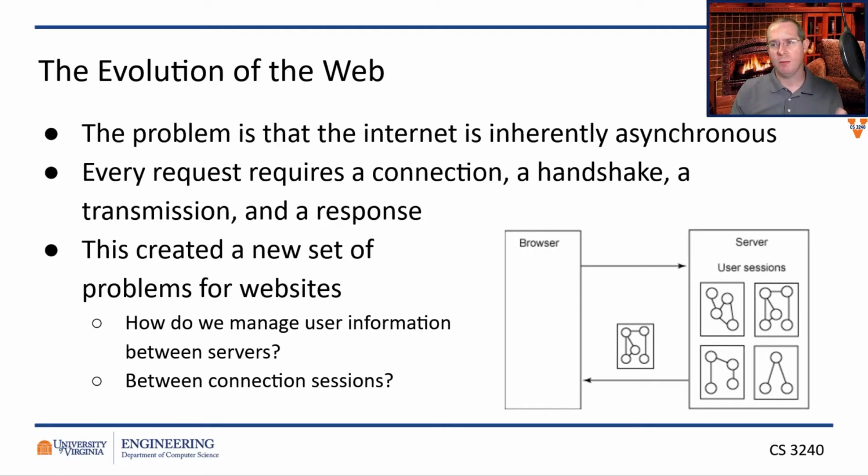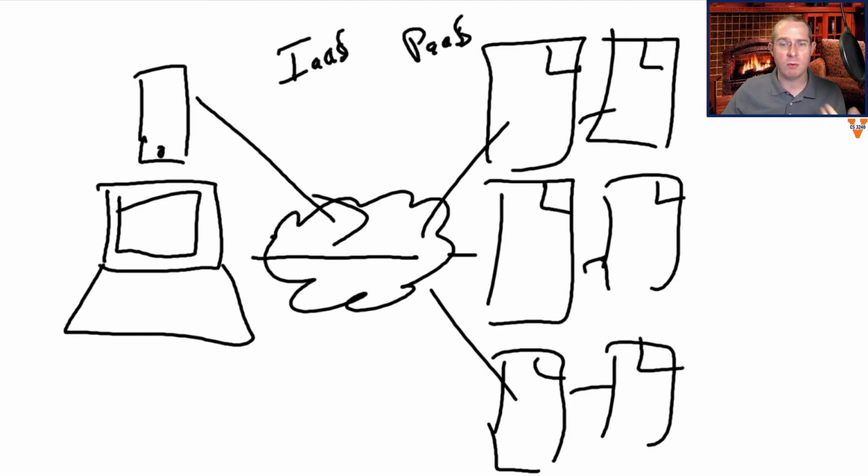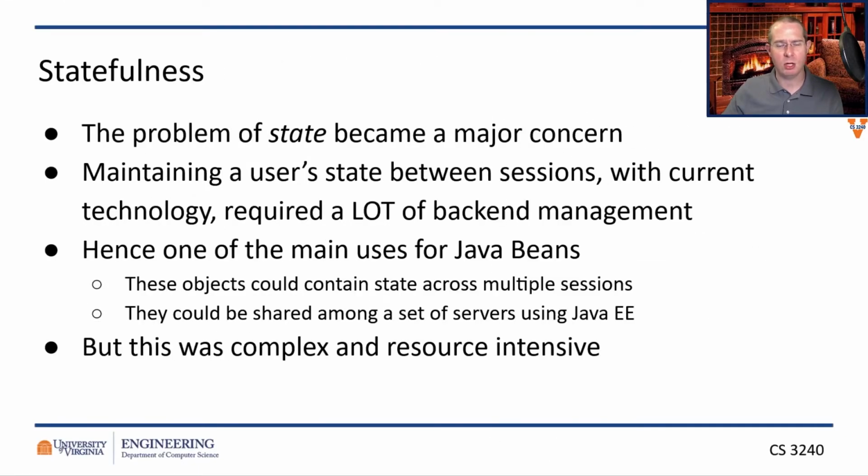We tried Java beans. We've tried other sorts of static implementations. I mean, this is exactly what we're talking about. If you remember the diagram from the last video, where we had the mobile and the laptop connecting to this bank of servers, how do we know which server we're talking to? How does that help us out? So the idea of state became a huge problem.